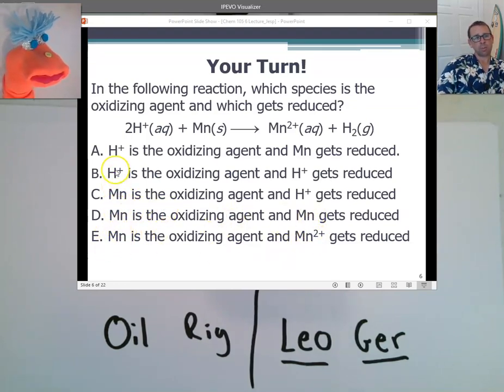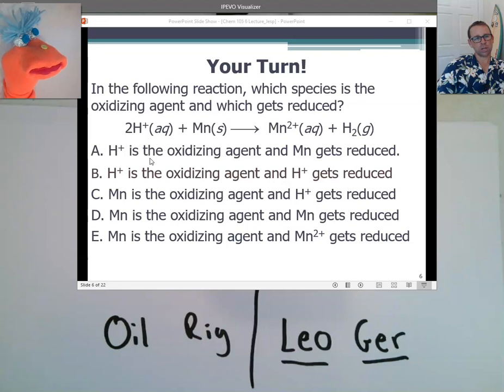Okay, so B or D, and let's see, what is manganese doing? That's easy to see. Manganese is being oxidized. Very good. So which species is the oxidizing agent? Manganese was oxidized. It wasn't reduced. So that means that the H plus here was reduced. Yeah. So it has to be B or C. So it has to be B.